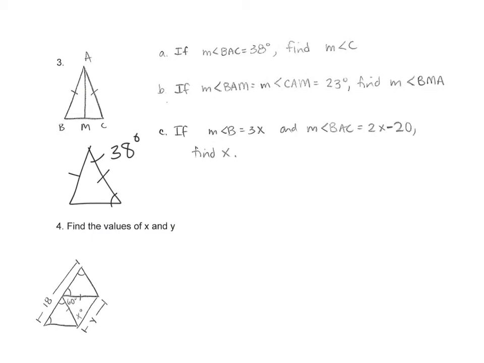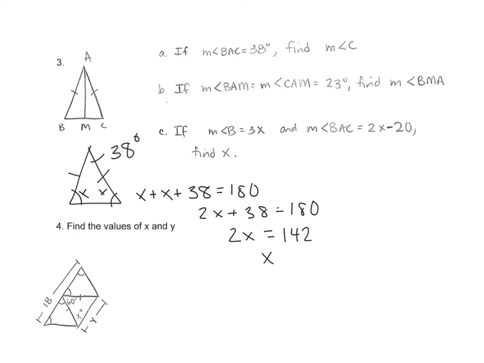So these two have to be the same. So I'll let this be x. So it means that x plus x plus 38 has to equal 180 degrees. So I have 2x plus 38 equals 180 degrees. So 2x equals, subtract 38 from both sides, 142, so x equals 71 degrees. So this one's 71 degrees.